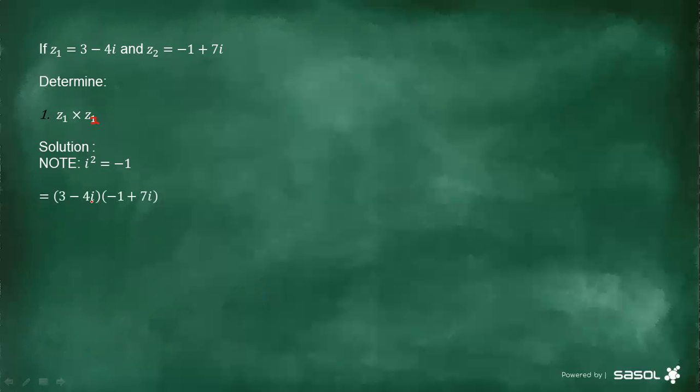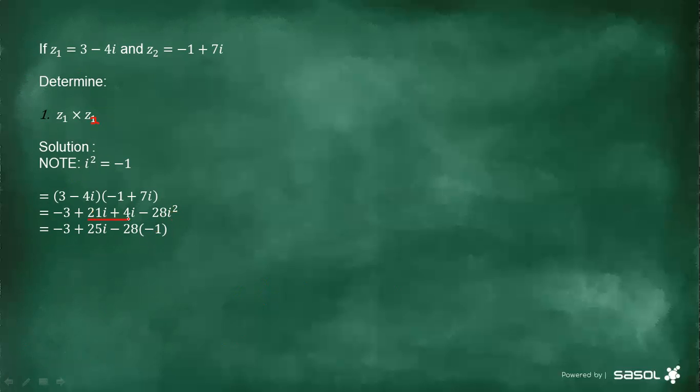Then you have these two brackets, and you have to multiply them together. 3 multiplied by -1 is -3. 3 multiplied by 7i is 21i. -4i multiplied by -1 is +4i. -4i multiplied by +7i gives us -28i squared. And remember, instead of writing this i squared, you replace it with -1.